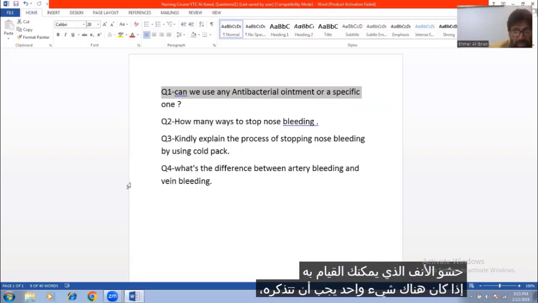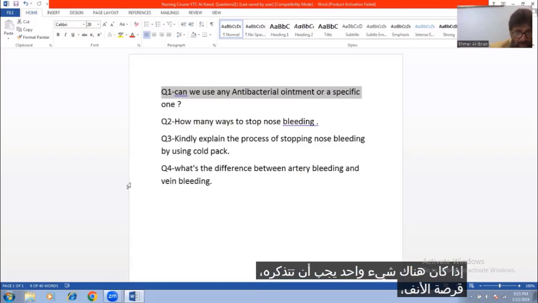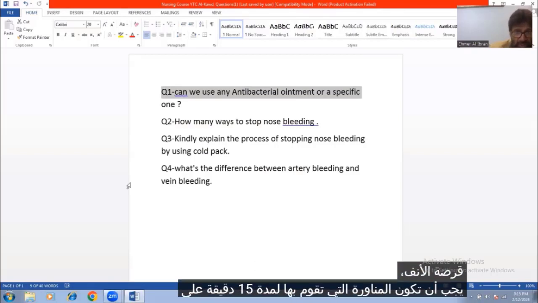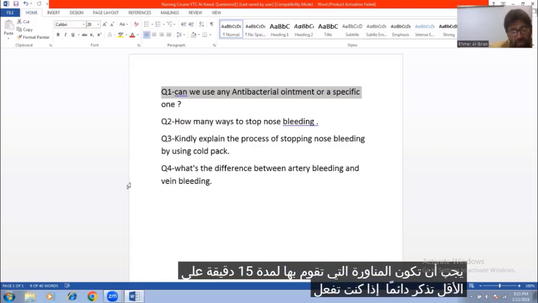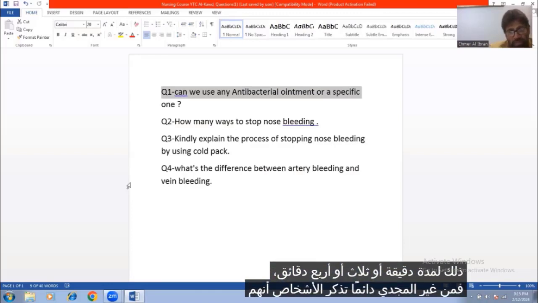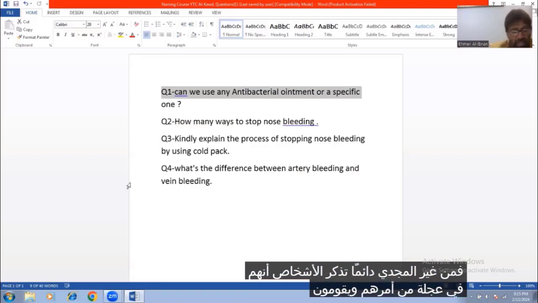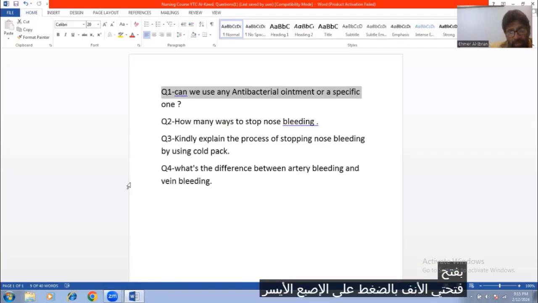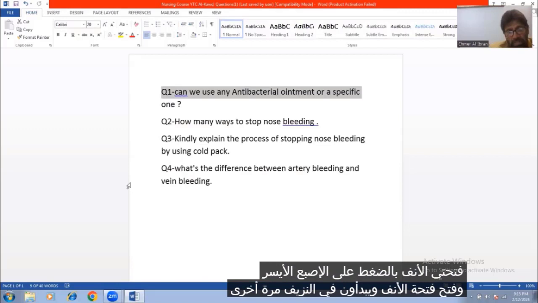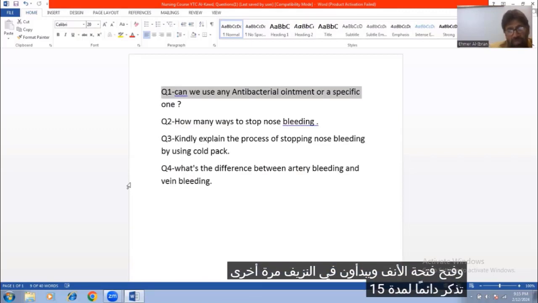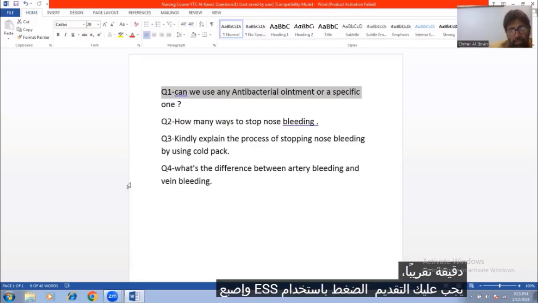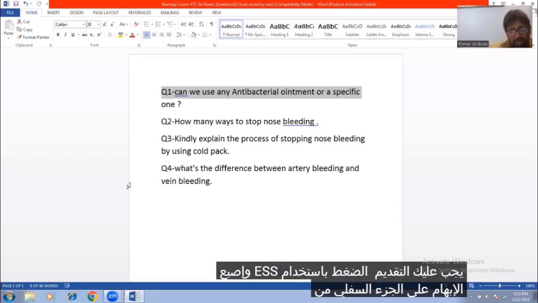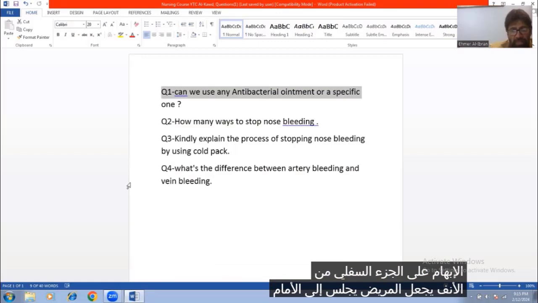One thing you must remember: this pinch of the nose, the maneuver that you are doing, should be for at least 15 minutes. Always remember. If you are doing it for 1 or 3 or 4 minutes, it is useless. People are in a great hurry and they open the nostrils, release the finger pressure, and they start bleeding again. Always remember, for about 15 minutes you must apply pressure with the index finger and thumb on the lower part of the nose. Make the patient sit, lean forward.